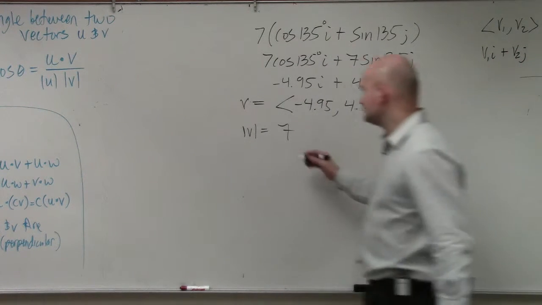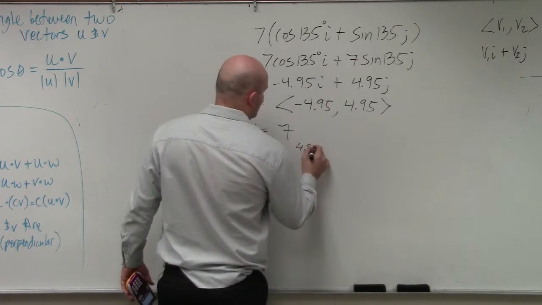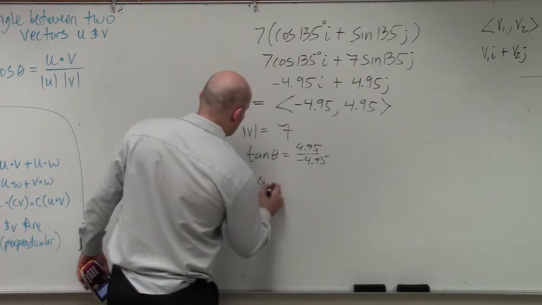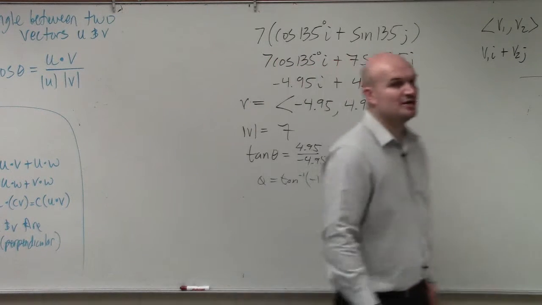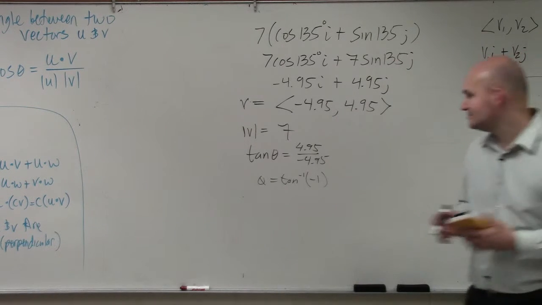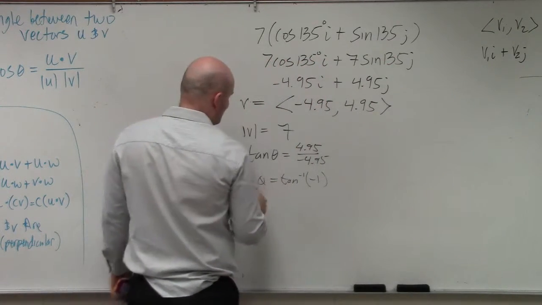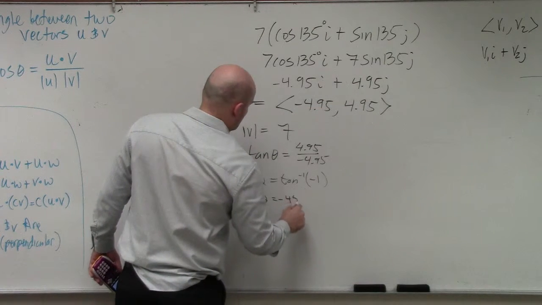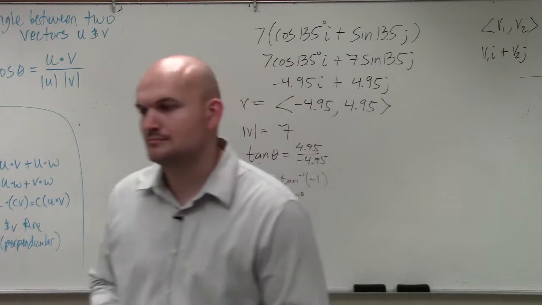To find the angle, I have tangent of theta is equal to 4.95 divided by negative 4.95. So therefore, theta equals tangent inverse of negative 1. Well, fortunately, I know tangent inverse of negative 1. That's going to be negative 45 degrees, right? Because we just did that problem. I remember the word problem, didn't we? Negative 45 degrees, or I showed it right there. And there you go. Done.